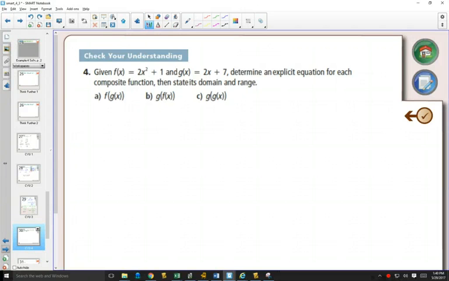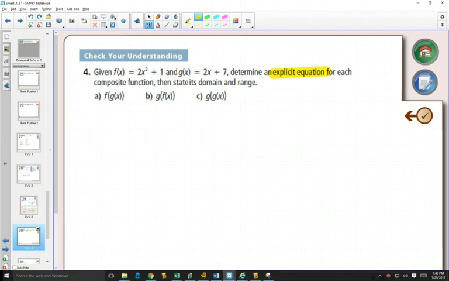Given f of x is 2x squared plus 1 and g of x is 2x plus 7, we want to determine an explicit equation. I'm going to highlight that because that might be new terminology or something you've seen before, but we've got to talk about it for each composite function. Then state its domain and range.